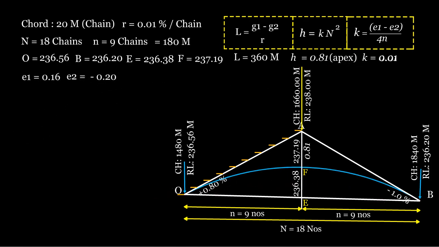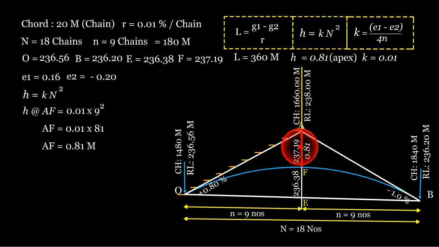Step 7. Calculate the value of h. The value of h at the apex point AF is h equals k times n squared. H equals 0.01 times 9 squared, which equals 0.81 meters. This is the tangent correction at the point of the apex. We can confirm this value matches our previous calculations, ensuring the accuracy of the results.